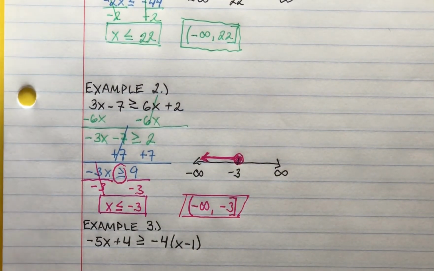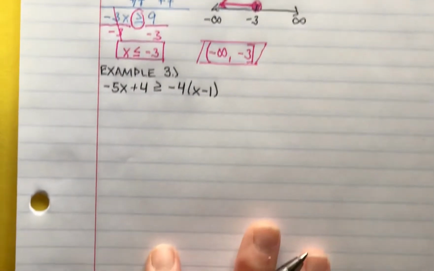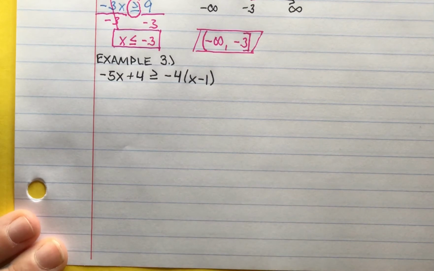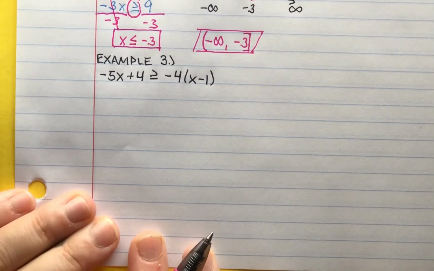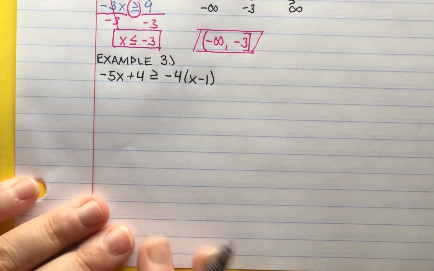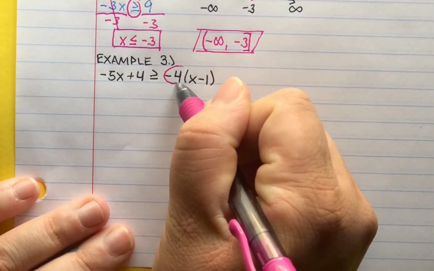All right, example 3. For example 3, I have negative 5x plus 4 is greater than or equal to negative 4 times x minus 1. The first thing I need to do here is distribute the negative 4. I'm going to distribute all of it.